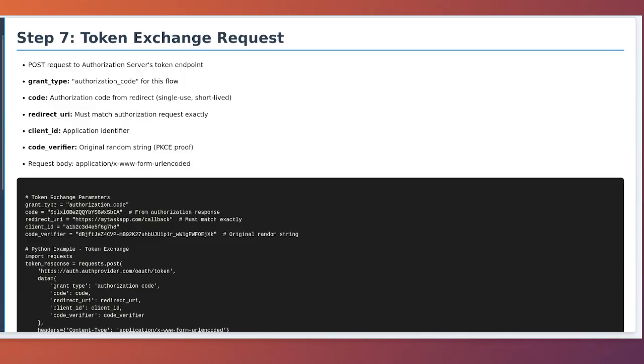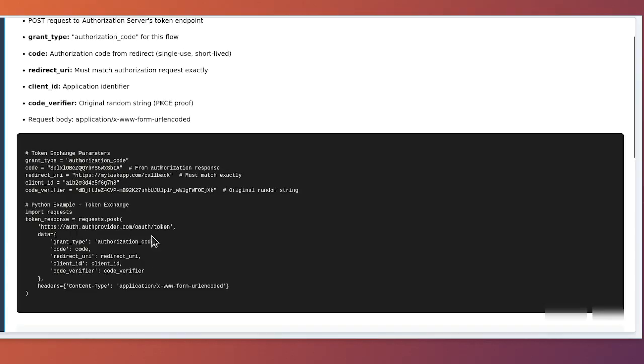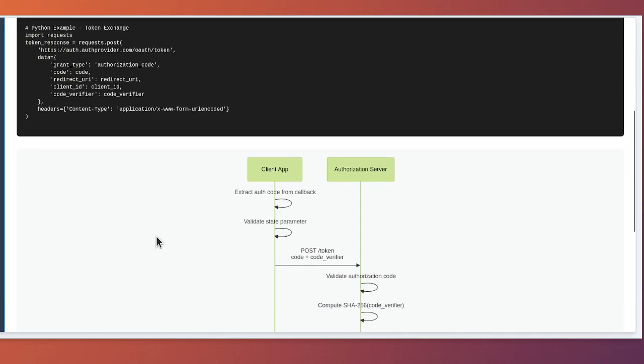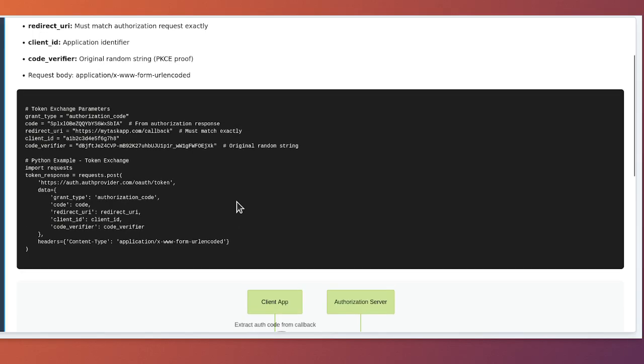Now we reach the critical token exchange step, where the client exchanges the authorization code for actual tokens. This is where PKCE verification happens. Unlike the authorization request, which was a simple redirect GET request, the token exchange is a direct backend-to-backend POST request to the authorization server's token endpoint. The request must be made over HTTPS to protect the authorization code and code verifier in transit.